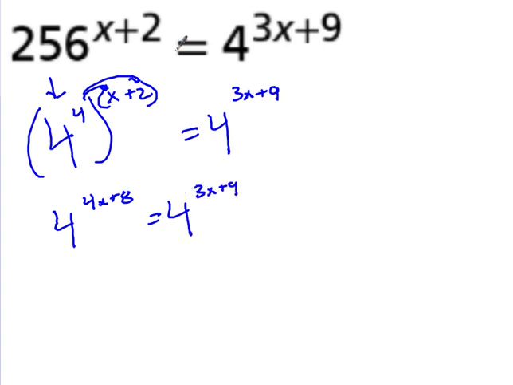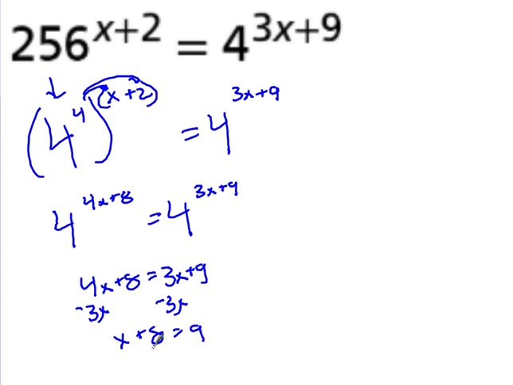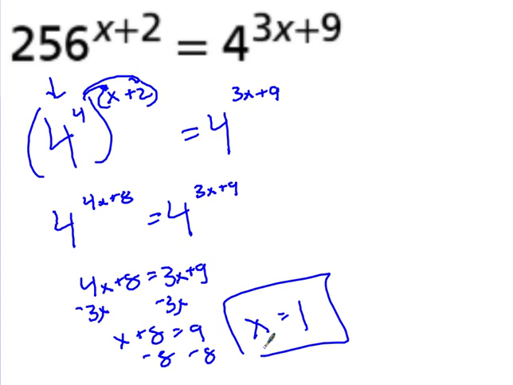Okay? Now that I have the base and I have my exponents, I can set my exponents equal to each other. 4x plus 8 equals 3x plus 9. And now I can solve for x. Subtract 3x from both sides. x plus 8 equals 9. Subtract 8 from both sides, and x equals 1. And I'm done. Okay? So that's all we have for power of powers.